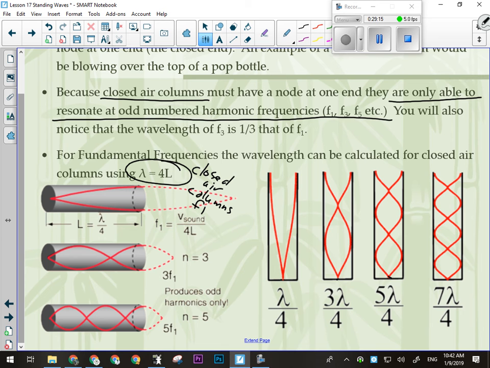So like we said, the first one, 1/4 of a wavelength. The second resonant point, 3/4 of a wavelength. This is F1, this is F3, F5, and so on. So it's the number of quarters basically. F7 is 7/4, F5 is 5/4, F3 is 3/4, F1 is 1/4. Always going to work that way. Everybody good with that?